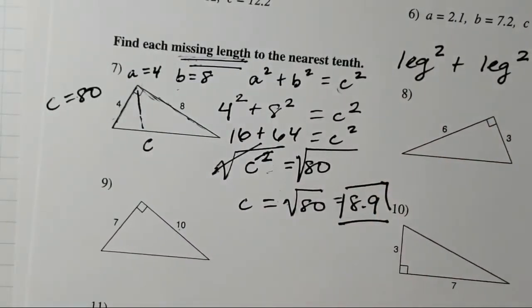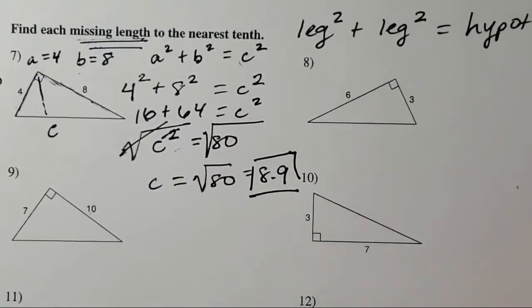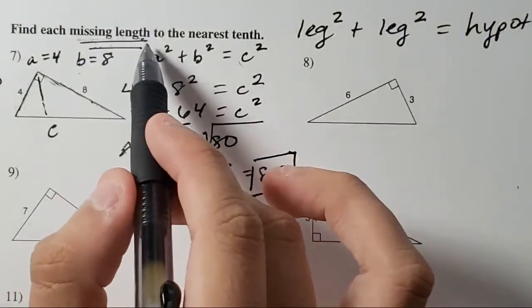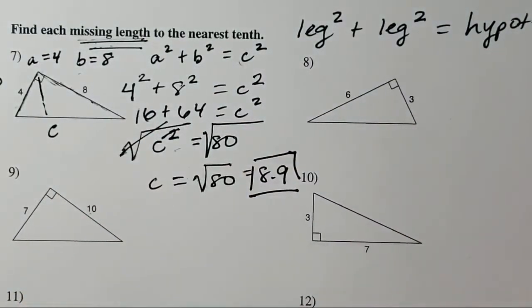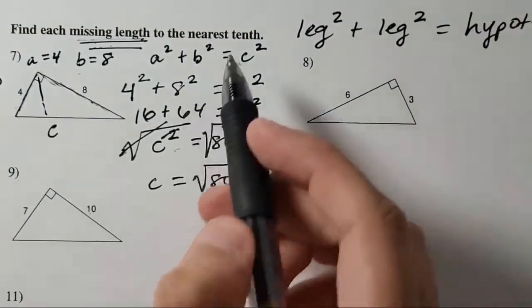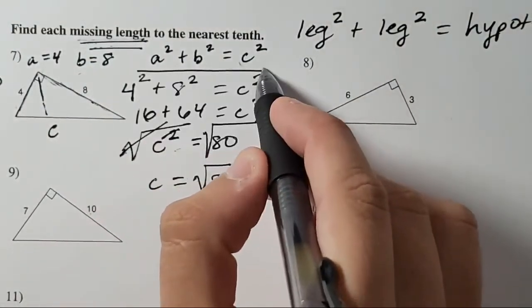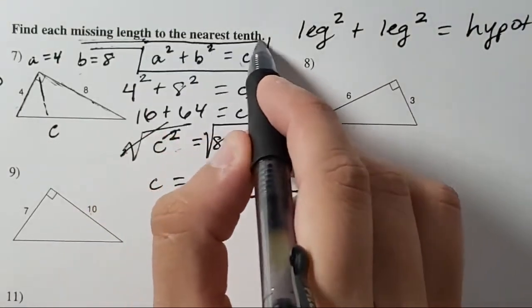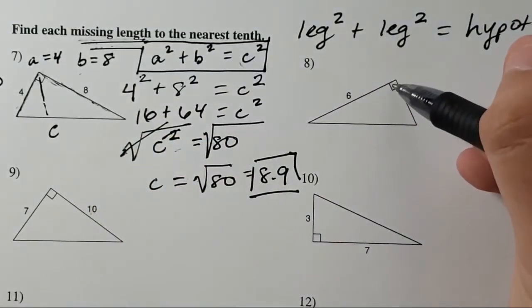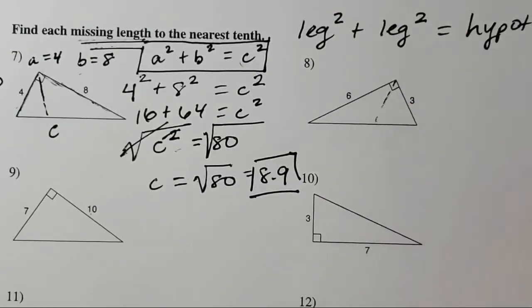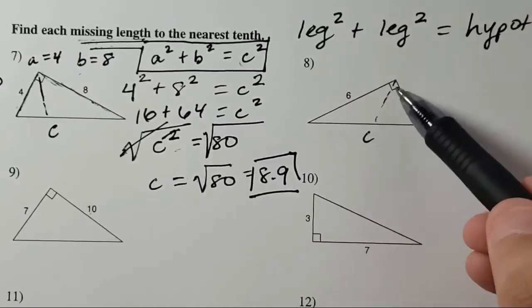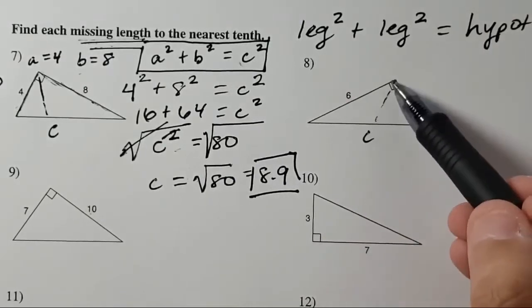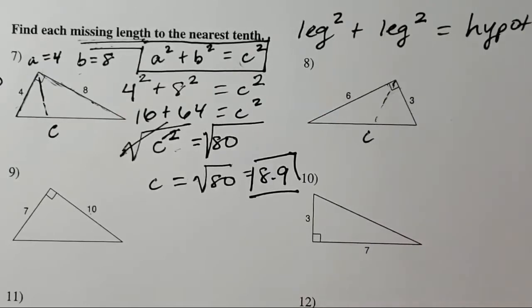All right, let's go to number 8. So number 8's the same thing. You want to see which side you're missing, because the directions say find each missing length to the nearest tenth. So to do that, we need to find out which letter out of a squared plus b squared equals c squared is missing. In this case, if you look at the right angle and draw a line, you'll have c here. You'll see that it's the hypotenuse, right? The hypotenuse is the one that's exactly opposite from the right angle.